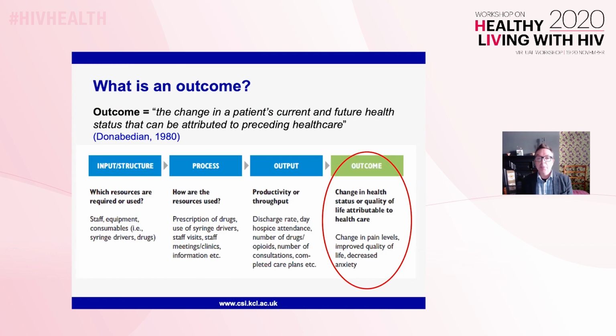So the first thing I'd like to briefly focus on is what we mean by an outcome. Donabedian's definition of quality is that an outcome is the change in a patient's current and future health status that can be attributed to preceding healthcare. So an outcome is a change that occurs in a patient's well-being that we can attribute to the healthcare that they have received. We may focus in research on our inputs and our structures, the processes of care, the outputs of care, but it's essential if we really want to understand if we're making a difference that we focus on outcomes.